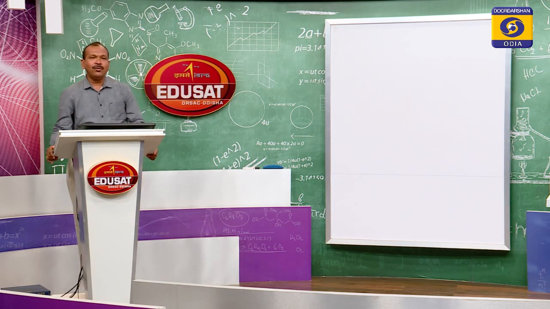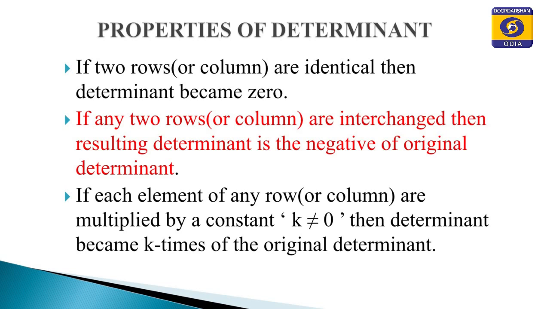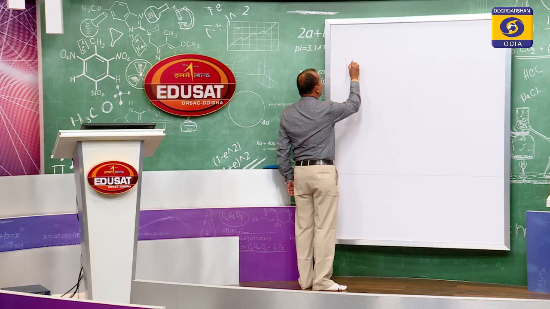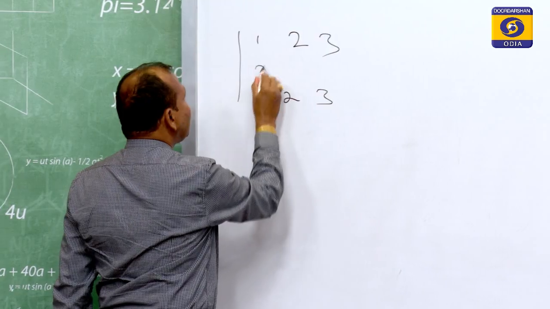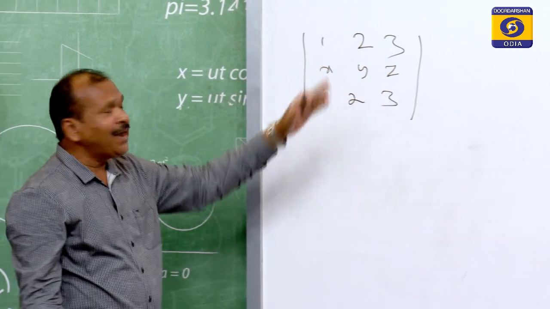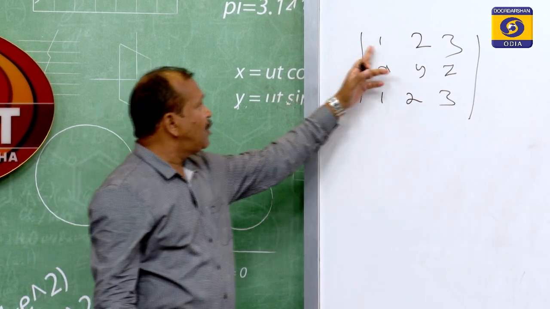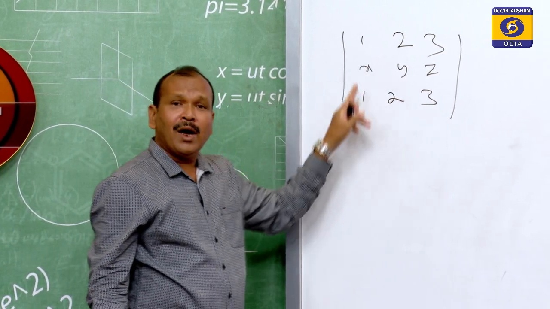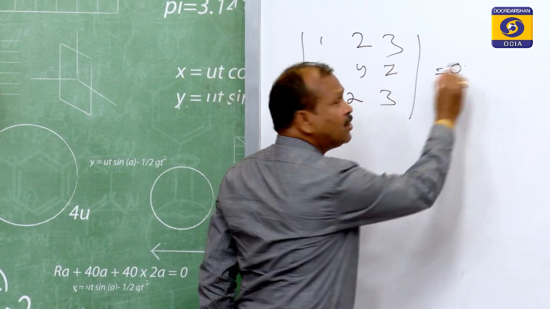Now we discuss the properties of determinants. If two rows or columns are identical, then the determinant value becomes 0. Suppose the first row is 1, 2, 3, the third row is also 1, 2, 3, and the second row is x, y, z. We cannot find the value of this determinant by the expanding method. Here the first row and third row are the same, hence the determinant value becomes 0.